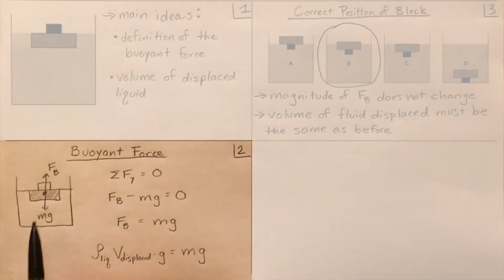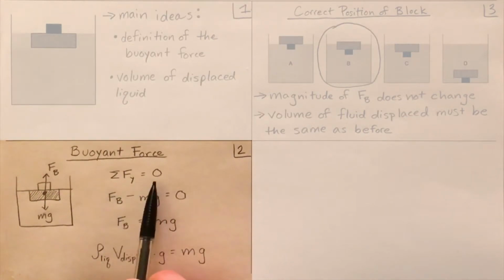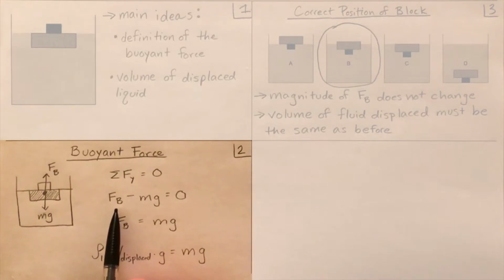The forces acting on this object are gravity and the buoyant force, and because the object is not moving, the sum of the forces is equal to 0. The equation therefore is the buoyant force minus gravity is equal to 0, and we see that the buoyant force is equal to gravity. We can rewrite the buoyant force in terms of the density of the liquid, the volume of the displaced liquid, times gravity, and that will be equal to the gravity force acting on the object.